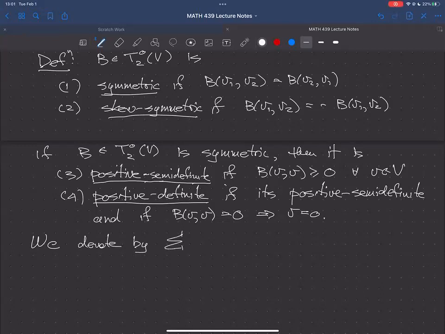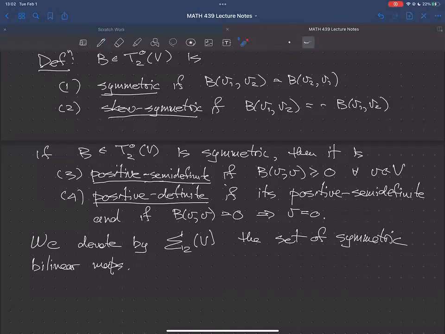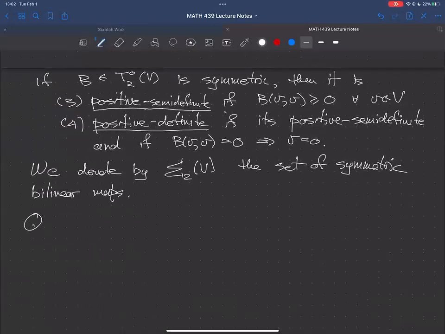This was the notation I tried to introduce before prematurely. The symmetric ones we denote by sigma 2, sigma meaning symmetric. So here's a question that I'd like you to answer.